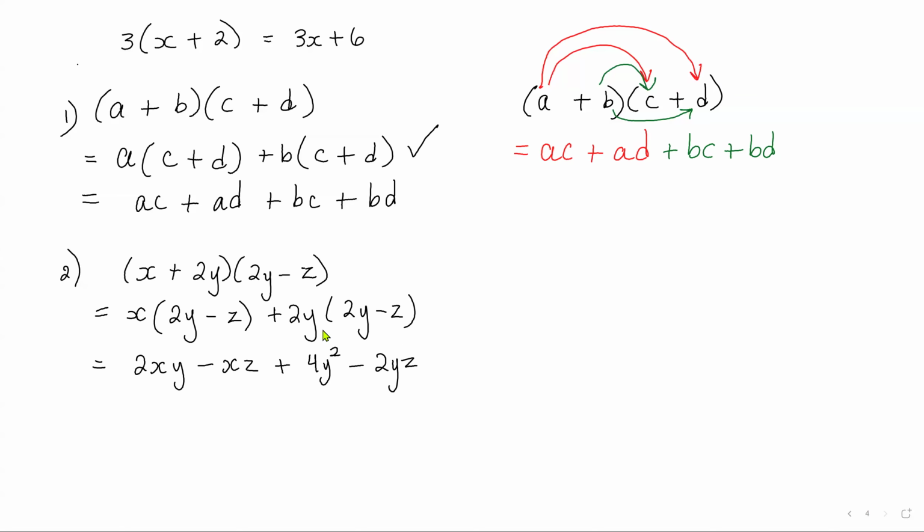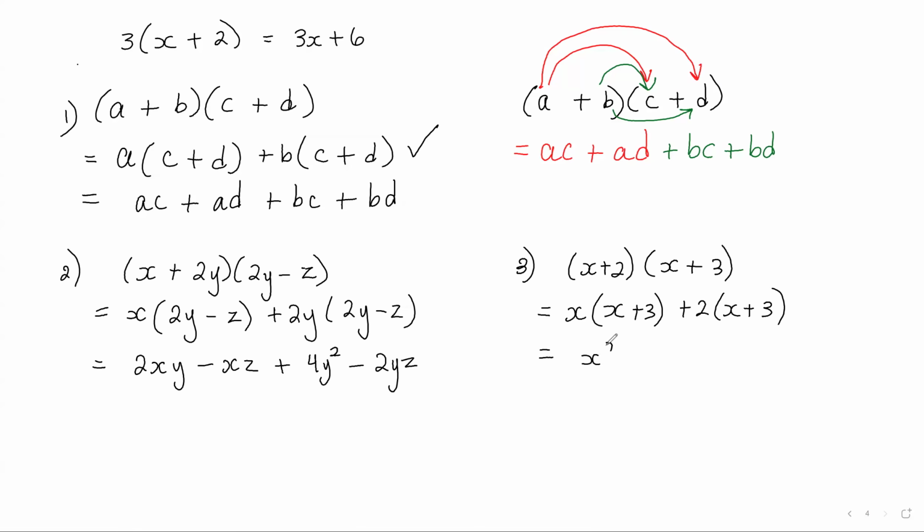Let's try (x + 2)(x + 3). You take the first term, so that'll be x multiplied by the second brackets. So x times (x + 3), and then plus 2 multiplied by (x + 3). All of this will give me x times x, which is x squared, x times 3, which is 3x, 2 times x, which is 2x, and 2 times 3, which is 6.